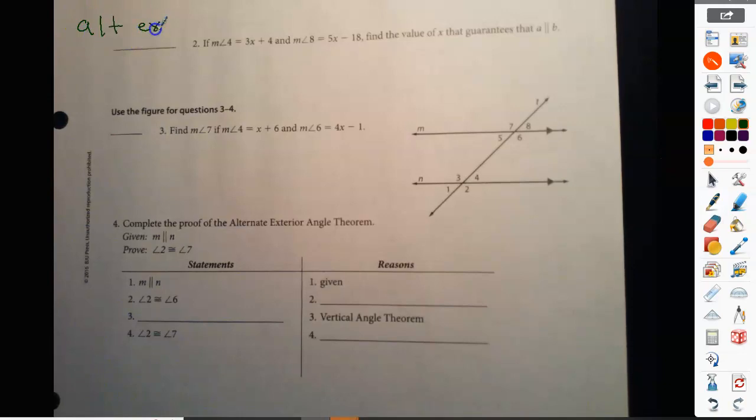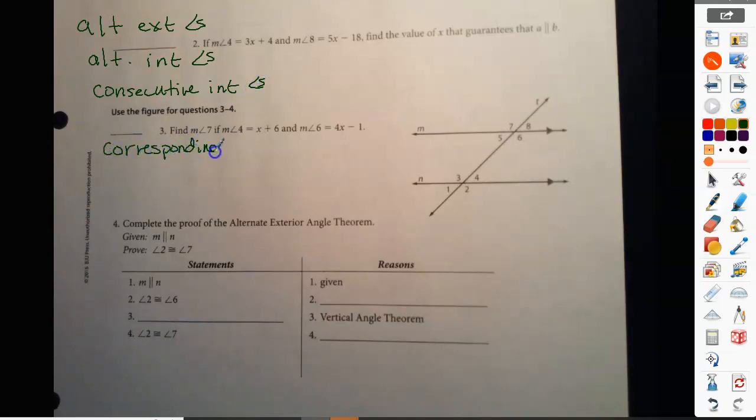So we have alternate exterior angles, alternate interior angles, consecutive interior angles, and corresponding. Okay, so you have to know what each of these are and the relationships. Oh, we also have vertical angles. That's another one.